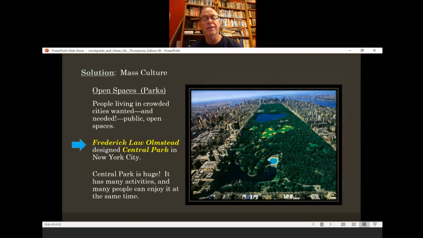You do need to know that it was designed and created by Frederick Olmsted. That will definitely be on the test because he is the creator. Since then, when people design parks, they look to him as being like the father of how to design city parks. And so this is a magnificent creation.